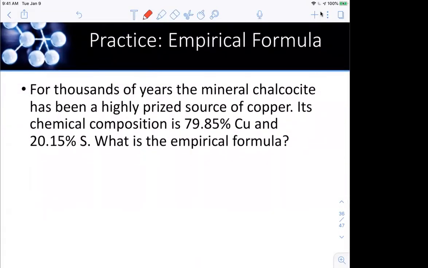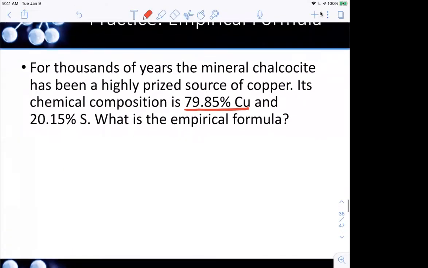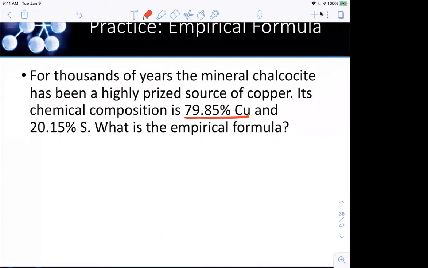For 1,000 years, the mineral chalcocite has been a highly prized source of copper. I have the percent composition of that mineral, which is 79.85% copper and 20.15% sulfur. So what is the empirical formula? Well, if I assume 100 grams, I have 79.85% copper. I just converted that to grams because I assumed 100 grams.